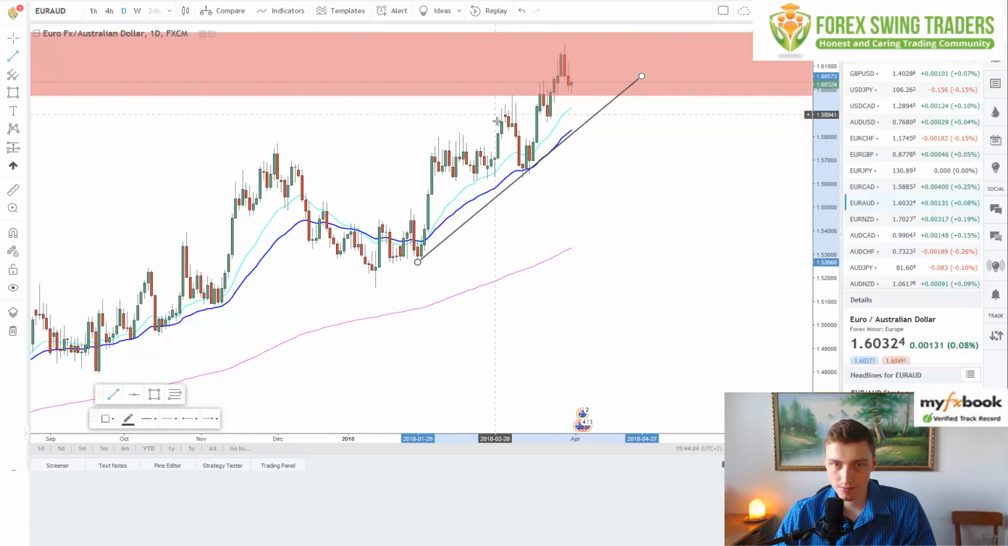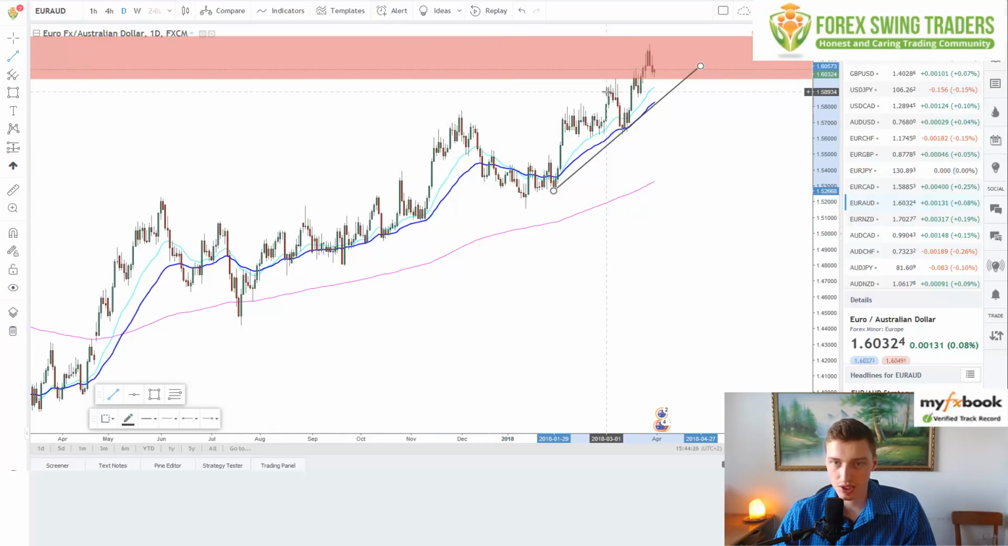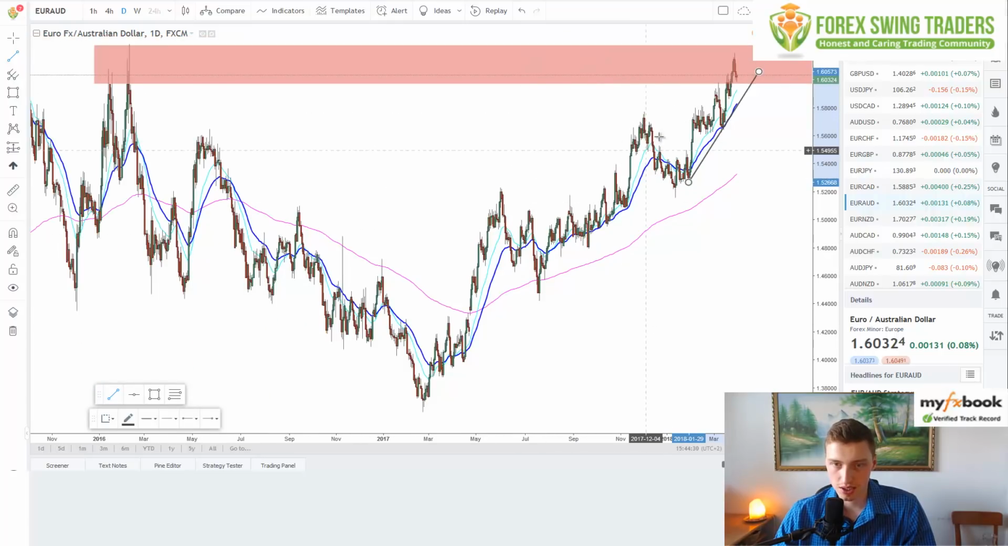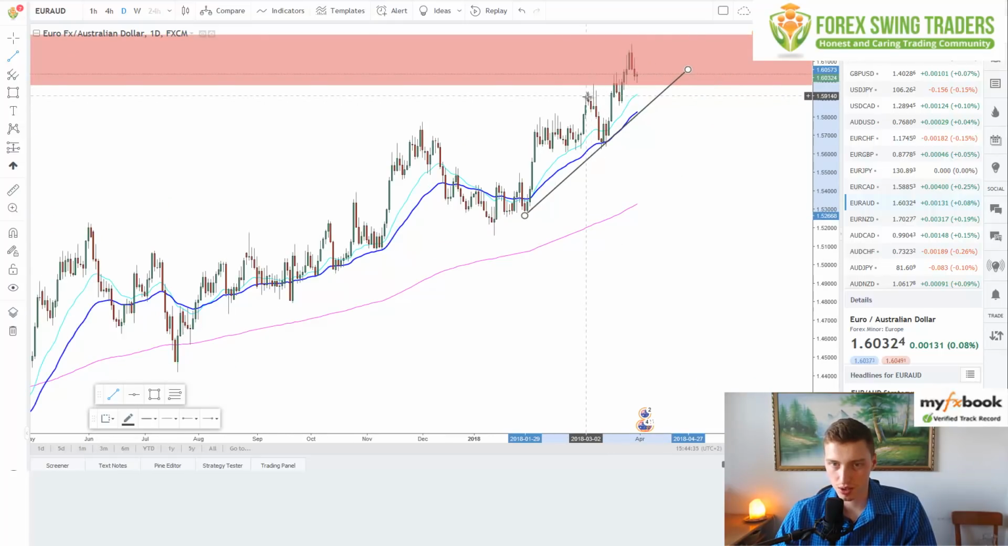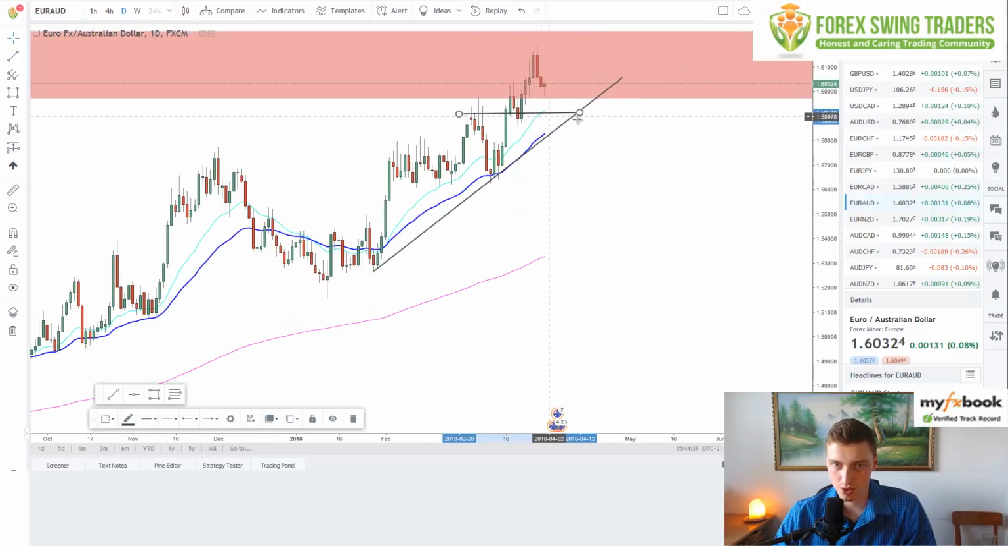Or I mean, I'm not even interested in buying Euro Aussie because it is so high. You can see this trend. The Euro Aussie is so high, I'm not really interested in buying it, to be honest, because buying too high is dangerous. Okay, but still there's some structure zone.